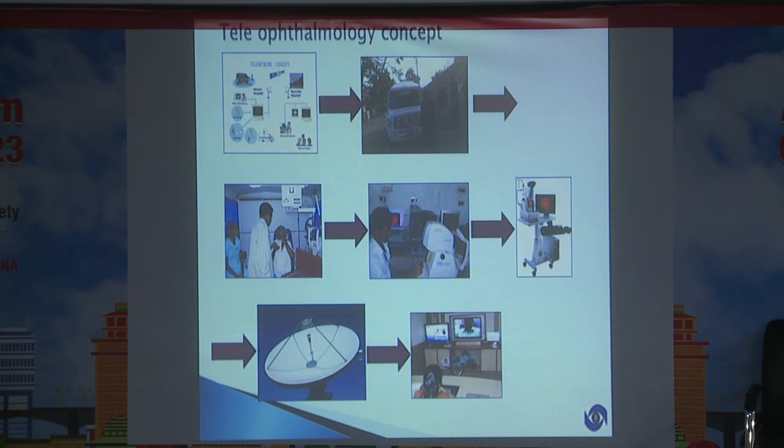A van well equipped with all the portable instruments goes to the rural areas where either a doctor or paramedics take the photographs, and they transfer the images to the people sitting in the urban areas or health centers, basically secondary health centers and tertiary health centers. They interpret the image and immediately dictate the treatment to the people sitting in the rural areas.